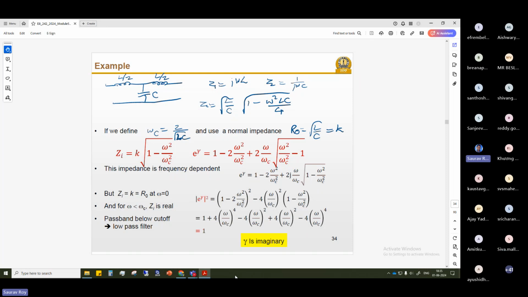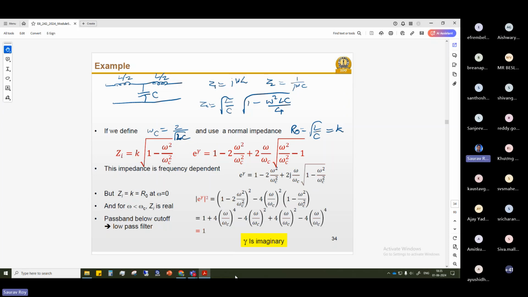Yes, right. Because gamma is expressed as alpha plus j beta. If gamma is real, only alpha is there. Alpha is nothing but attenuation. So it just attenuates the wave. It behaves like an evanescent wave.